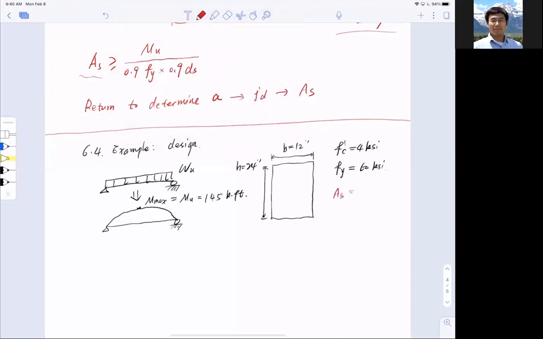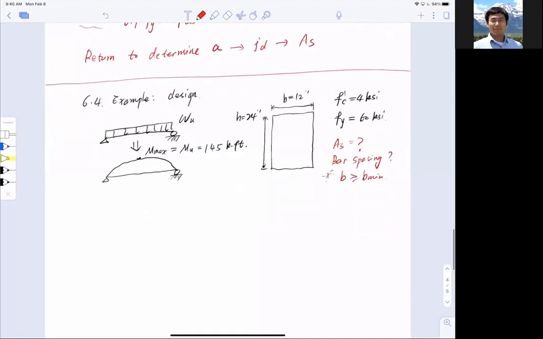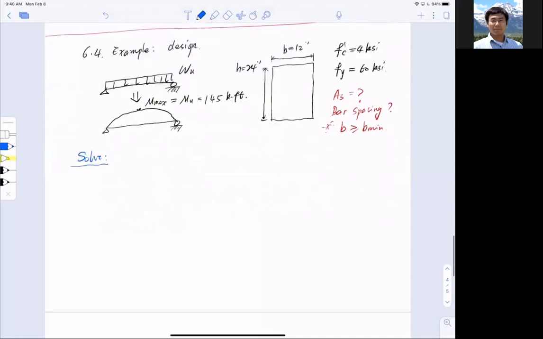And the question is, what is my AS, and what are my bar spacing? A little bit of a hint: when we talk about spacing, we have to make sure the width of the beam can handle the minimum beam width as we calculated from last lecture if we put the bars in. So this is the problem. Let's solve it, or in a design office you write design.